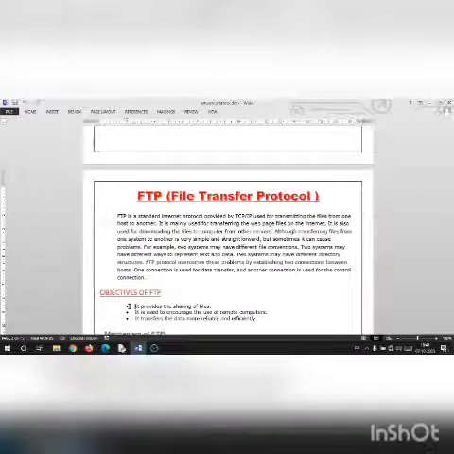And it transfers data more reliably and efficiently, because we have authentication management, and it also works if there are different directory structures. So all these things come under that point.